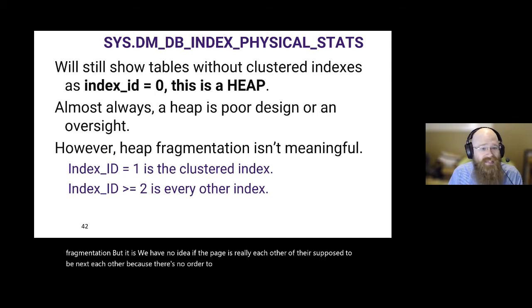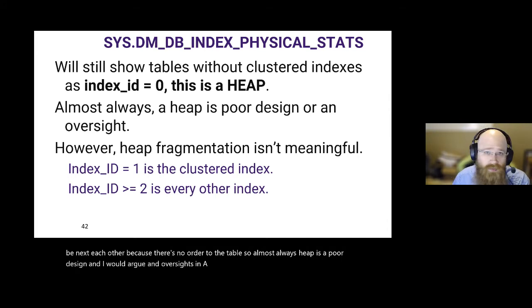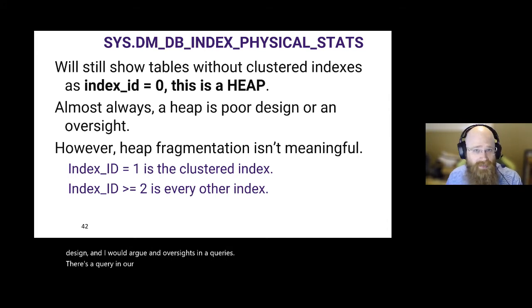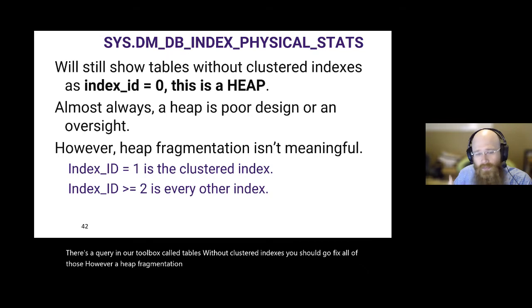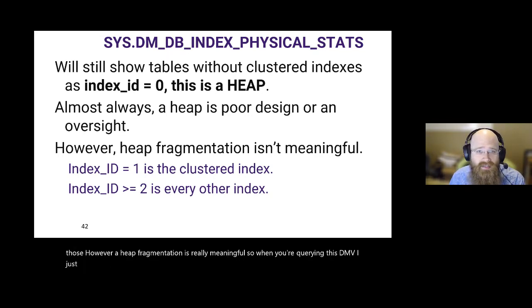So almost always a heap is a poor design, and I would argue an oversight in queries. There's a query in our toolbox called tables without clustered indexes. You should go fix all of those. However, heap fragmentation isn't really meaningful. So when you're querying this DMV, I just ignore anything that is index ID equals 0.